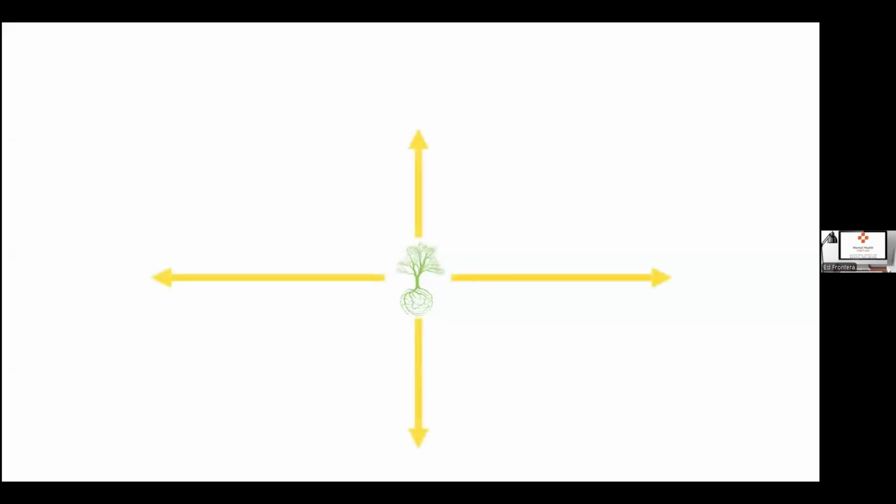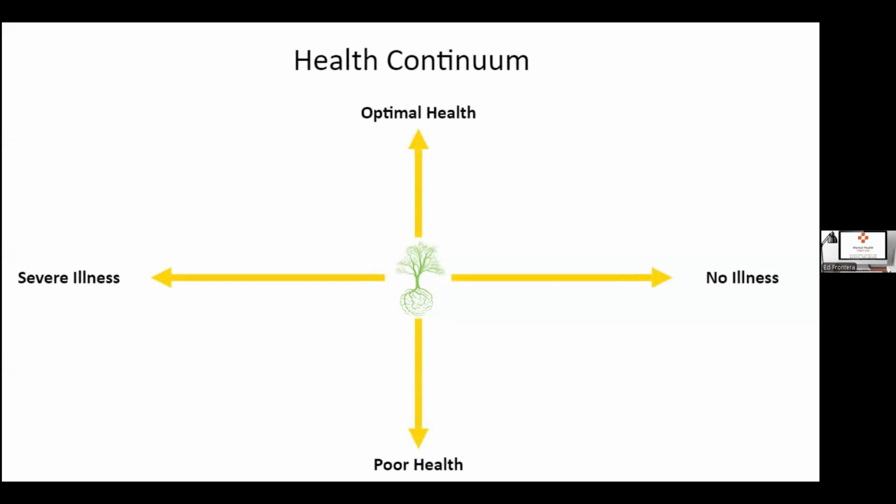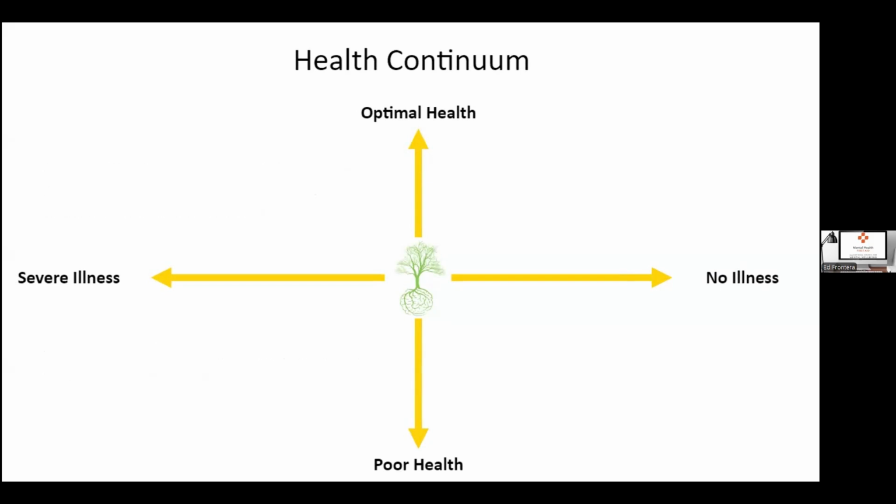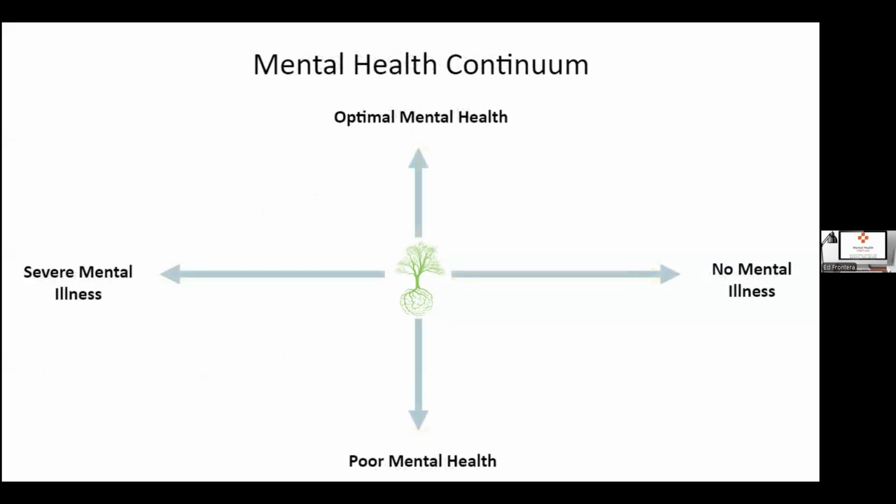Think about a person with a chronic medical condition, like high blood pressure. A person with high blood pressure who eats a healthy diet, exercises regularly, and partners with their doctor to manage symptoms through medication and other treatments can live a full and active life, with minimal disruptions to their daily activities. On the other hand, a person with high blood pressure that does not follow their doctor's advice, eats a poor diet, and avoids exercise is more likely to experience adverse effects of high blood pressure, including a worsening of symptoms or an escalation to a medical emergency. Mental disorders can have a similar impact on a person's mental health.